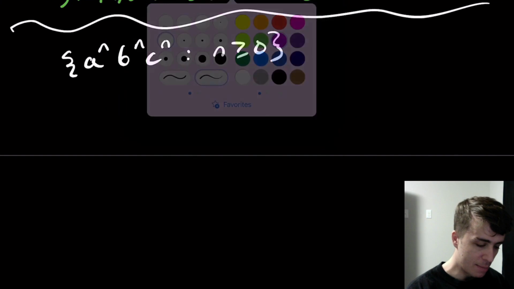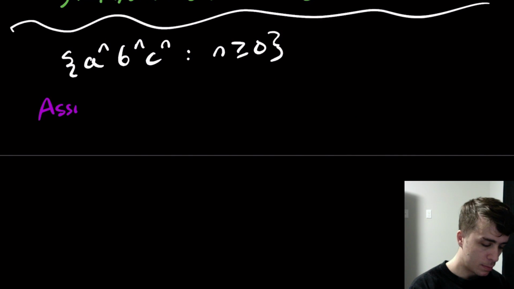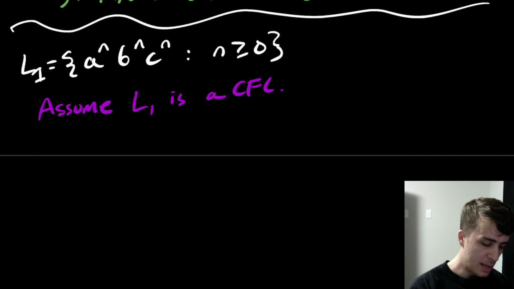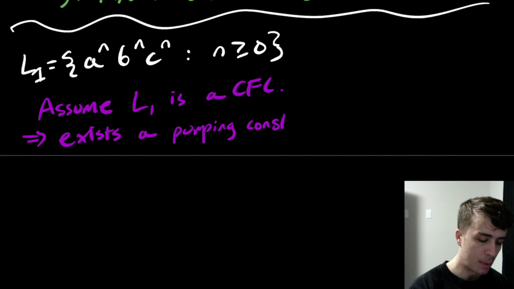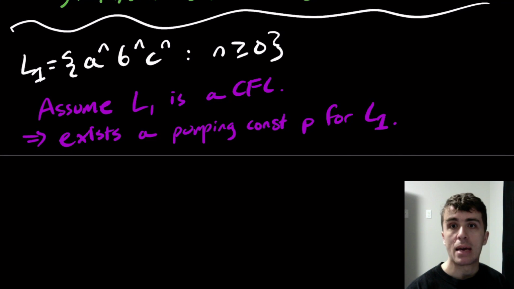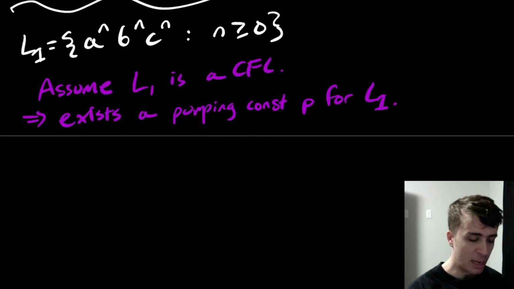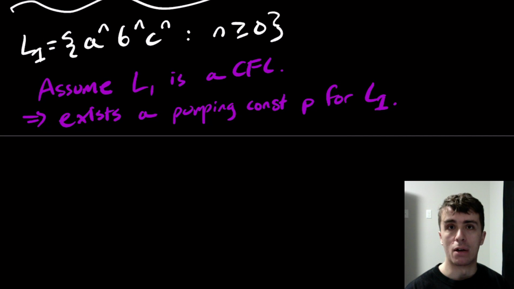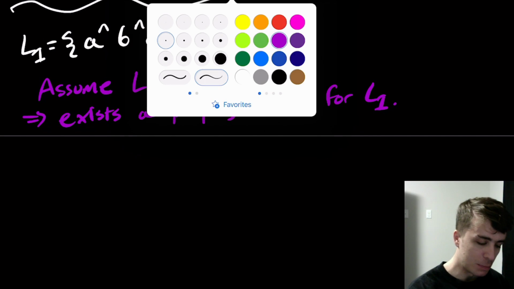So just like in my instructions, we assume, I better give this language a name. So let's call it L1. So let's assume that L1 is a CFL. Then what we know from that is that there exists a pumping constant P for L1. So then now we got to pick a string that's in the language. So it has A's followed by B's followed by C's and the same number of each. And it has to have length at least P.